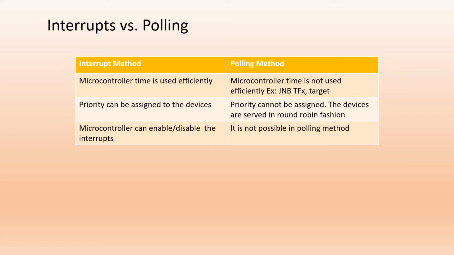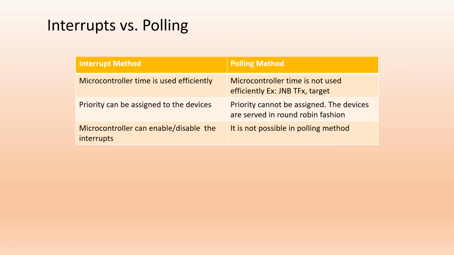In any application, the microcontroller is supposed to do a lot of things. It cannot waste its time just monitoring the status of some flags. Because of this, the polling method does not use the microcontroller time or service efficiently. So we say the polling method is not so efficient because the microcontroller time is wasted in monitoring the status of the device.